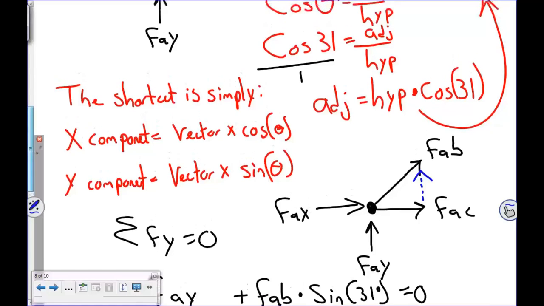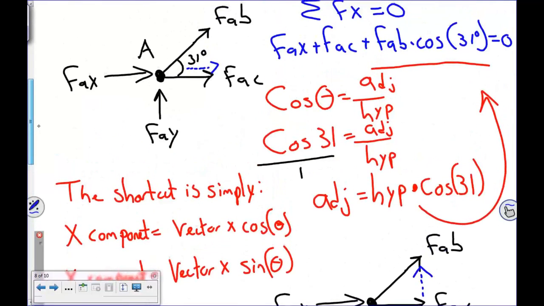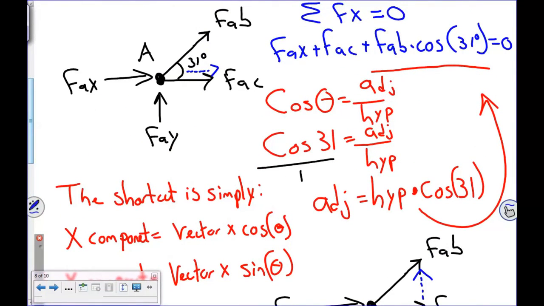We can fit them both on here. Yeah, there we go. So again, to review, I'm summing the x forces. Those forces are FAX, FAC, and FAB cosine 31. That's how I find the x component of FAB. All stuff x is taken care of. Everybody see where I got that equation from before we move on?